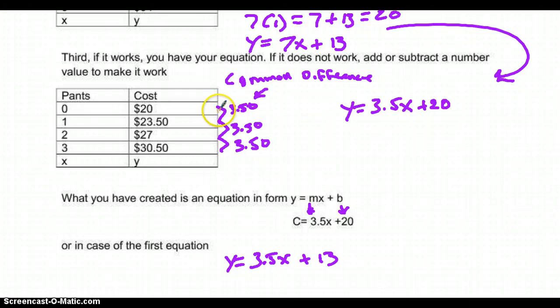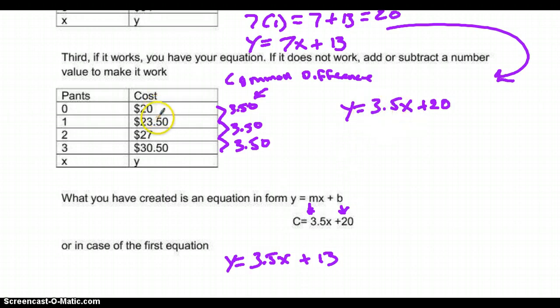Here we will look at subtracting 20 from 23.50, which gives us a common difference of 3.50. 23.50 from 27 gives us a common difference of 3.50, and 27 from $30.50 gives us a common difference of 3.50. So again, we go back and attach it to x, or your variable. That tells me that y is 3.5x, but that does not give me 20.